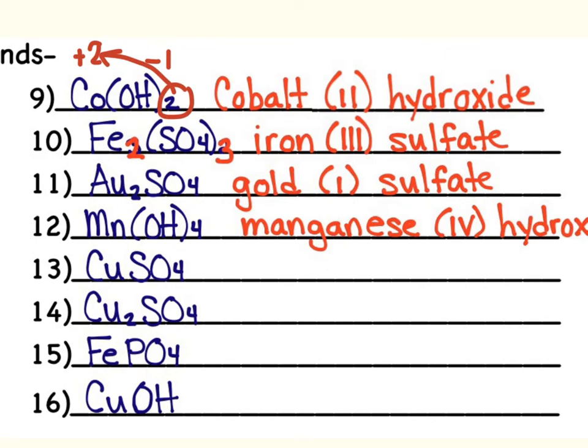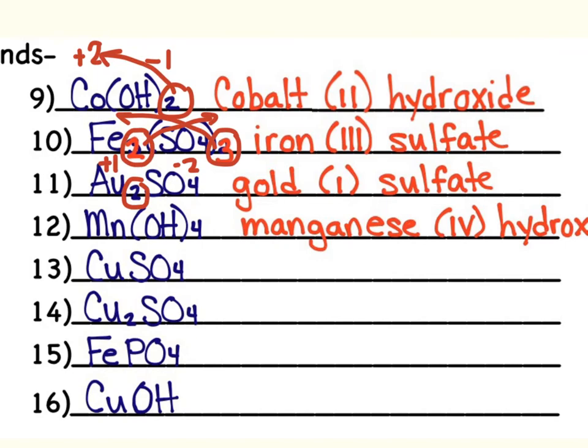Iron 3 sulfate. We know that the charge of sulfate is a 2-. That came from this subscript here, right? We're just doing things backwards. So the iron must have had a +3 charge, which is why we have the 3 on the side of the sulfate. The next one, gold 1 sulfate. Again, sulfate has a 2- charge. And there are 2 golds, so to balance it out, we need to have a positive 2. Each gold must have brought in a +1.